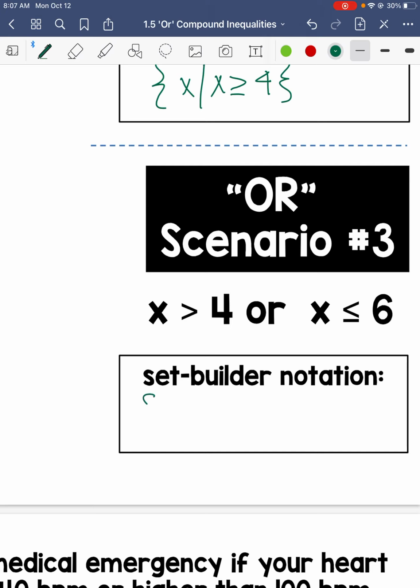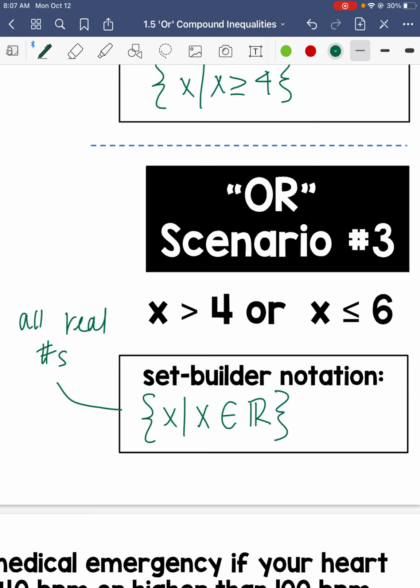so in set builder notation, if we were to just say this, right, this is going to be all real numbers. Okay, in set builder notation, it looks like this. So we have an open curly bracket x such that x, and this little curvy e means x is an element, and then we put the real number set. So this is exactly how you write all real numbers in set builder notation. X is an element of the real number set.